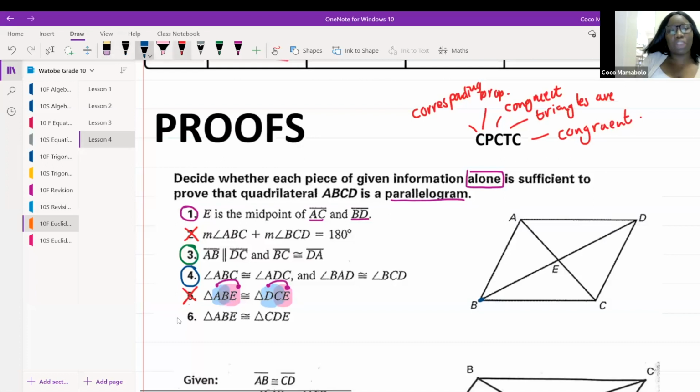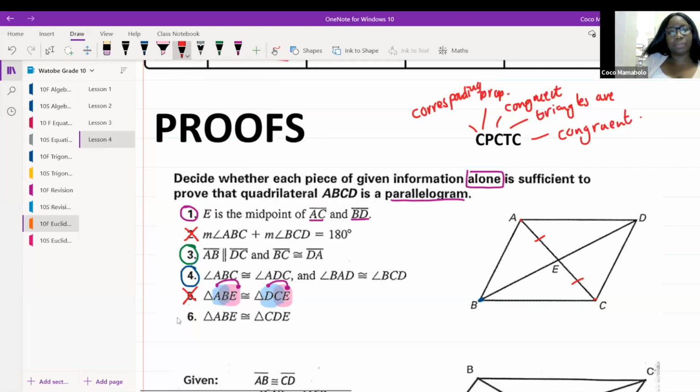Mateo says, ma'am, can you please repeat? Absolutely, I can. Here we know that E is the midpoint of AC. So if AC is my long side and E is the midpoint, that means this side and this side must be equal to each other. Do you agree with me, Mateo?